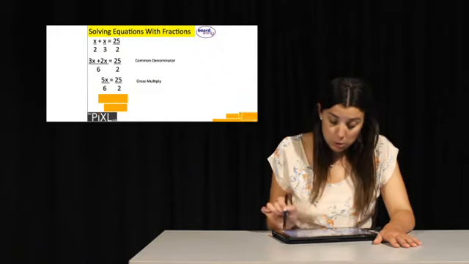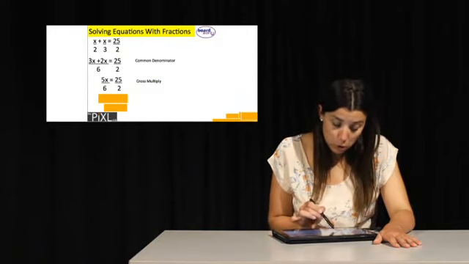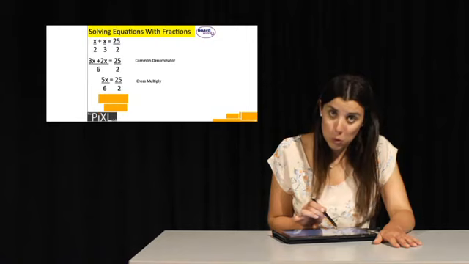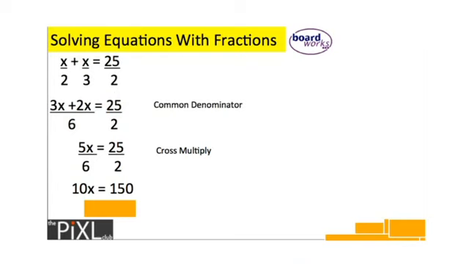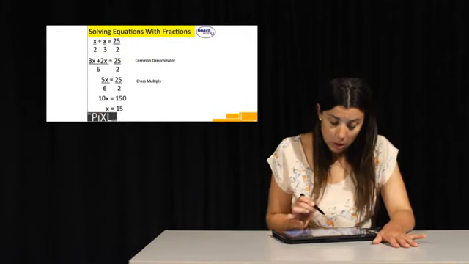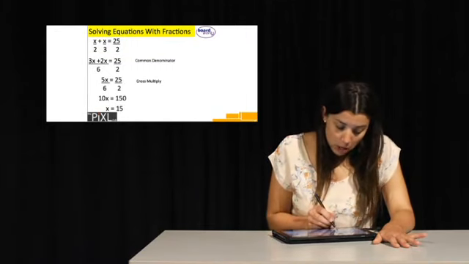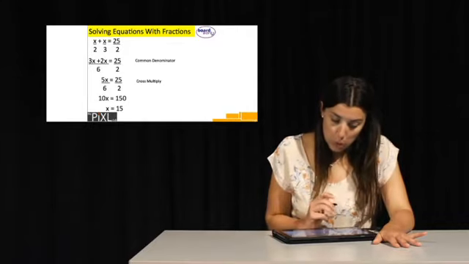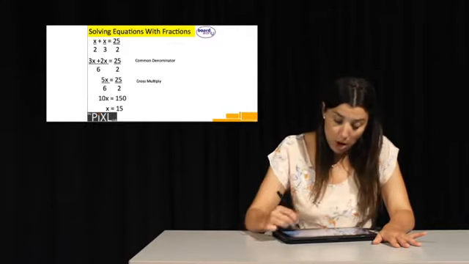It's then very easy to cross-multiply. We multiply our 2 with our 5x, and we multiply our 6 with our 25, which leaves us with our 10x equaling 150. Therefore, when we solve for x, we divide by 10, we have x equals 15. Once you've actually got your answer, it's always advisable to try and put the answer back into the original question to check whether you've got the right answer.